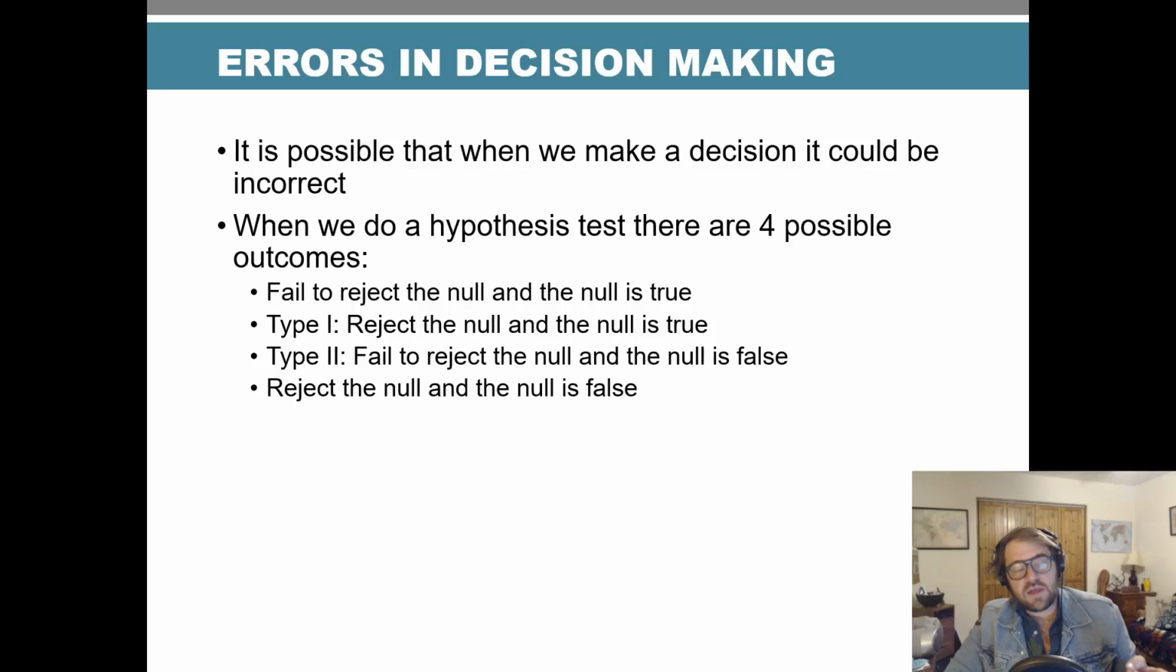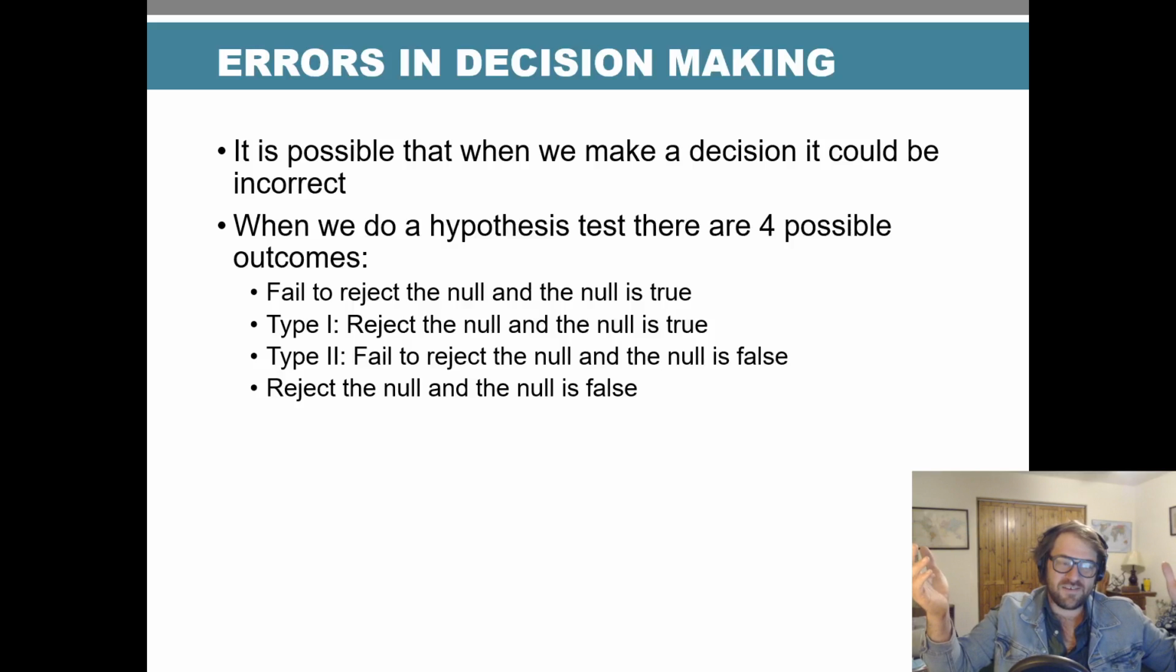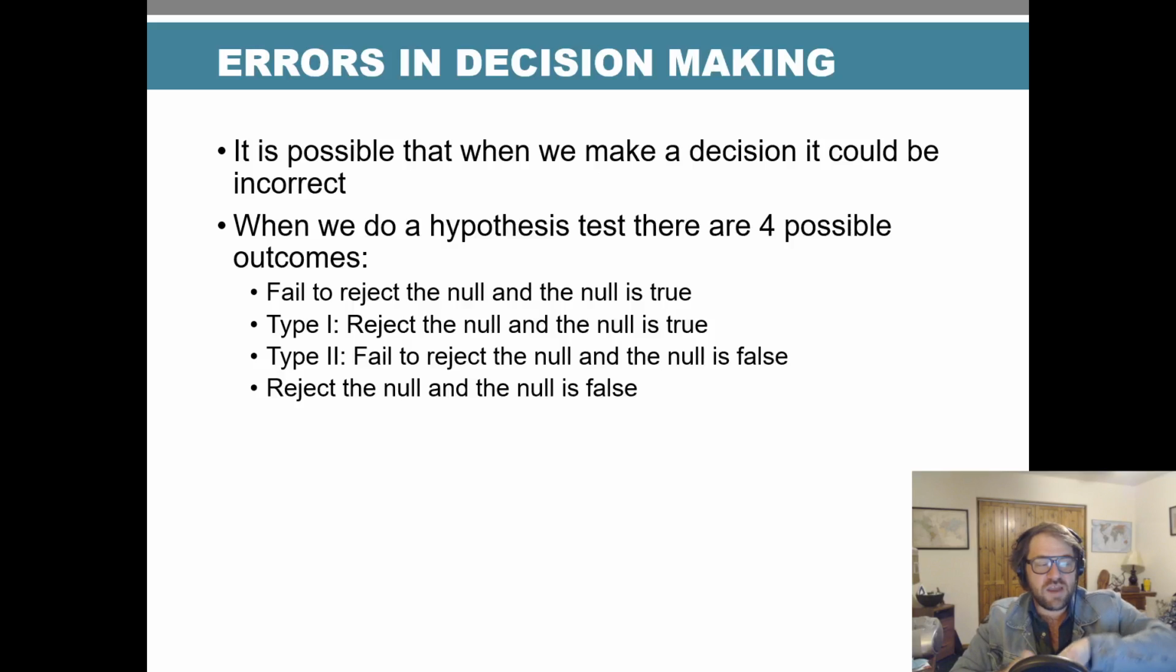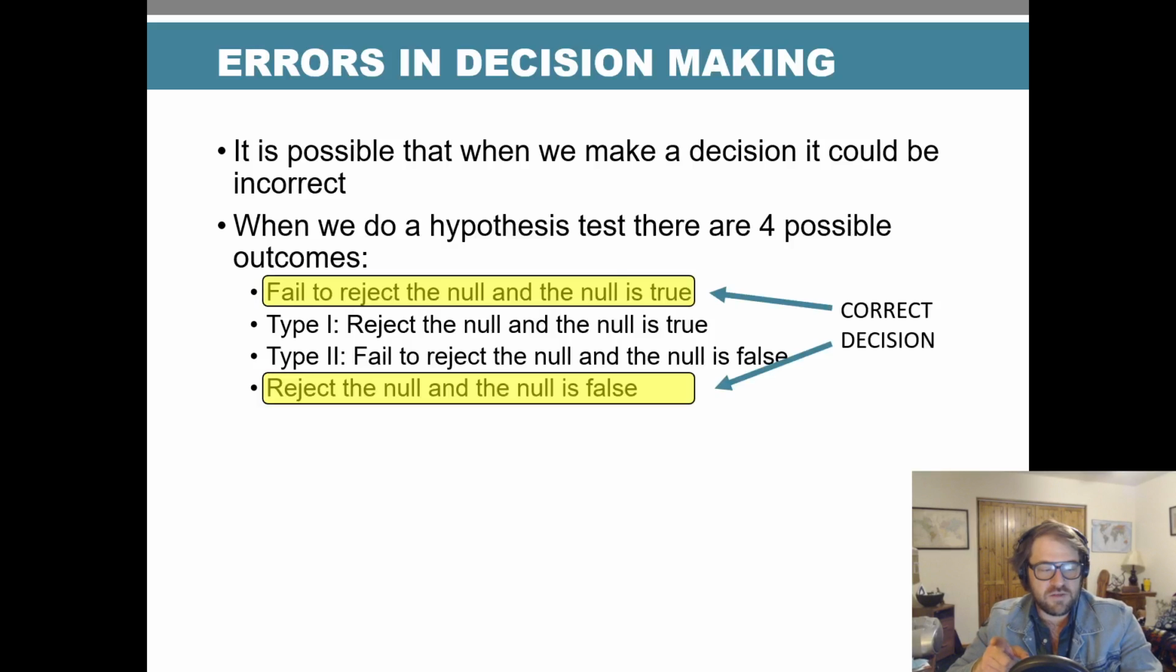So when you do a hypothesis test, there are 4 possible outcomes. One is you fail to reject the null, and the null is true. Okay, great. And then also you could reject the null, and the null is false. That's great. Both of those are correct decisions. The null is true, keep it. The null is false, reject it. Cool. This is what we're looking for.